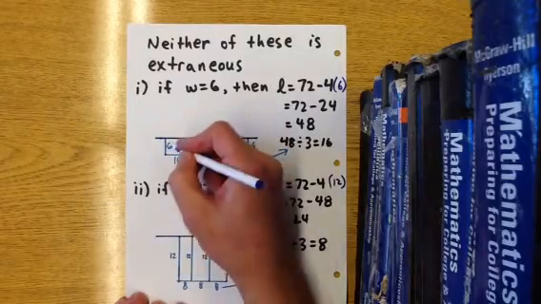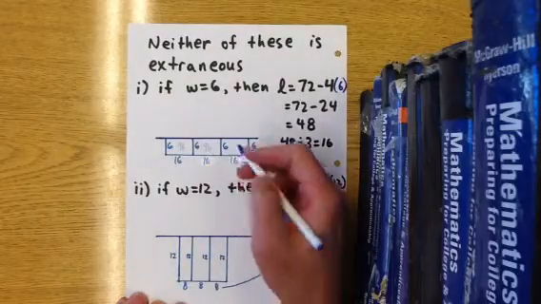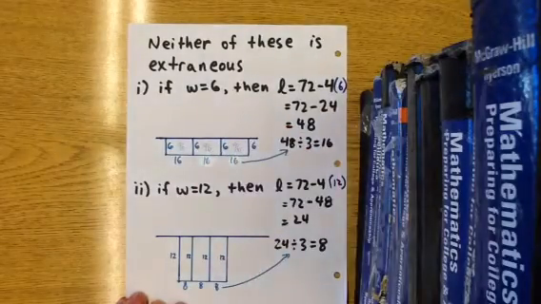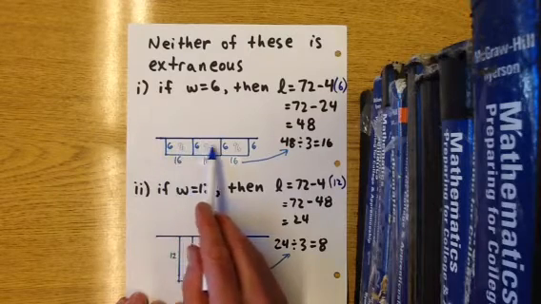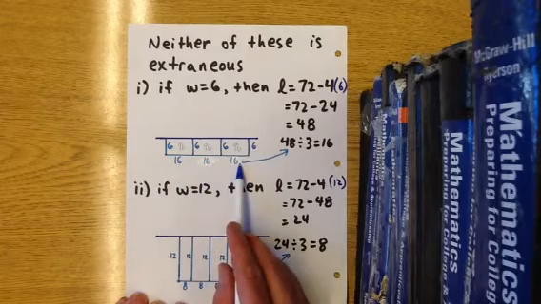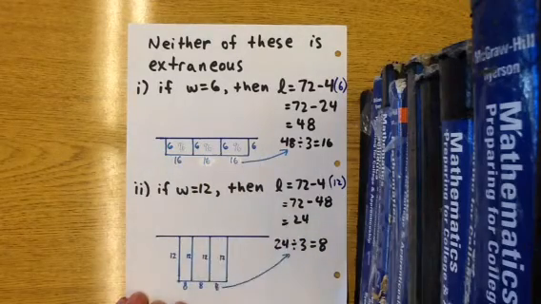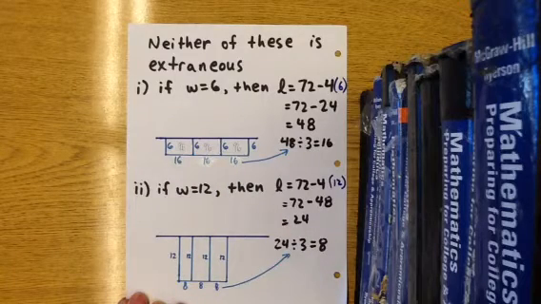6 times 16 is 96, 6 times 16 is 96, 6 times 16 is 96, and we would have used up 72 meters of fencing. 6 plus 6 plus 6 plus 6 plus 16 plus 16 plus 16. We would have used up all 72 meters of fencing, and we would have had 3 pens each with 96.